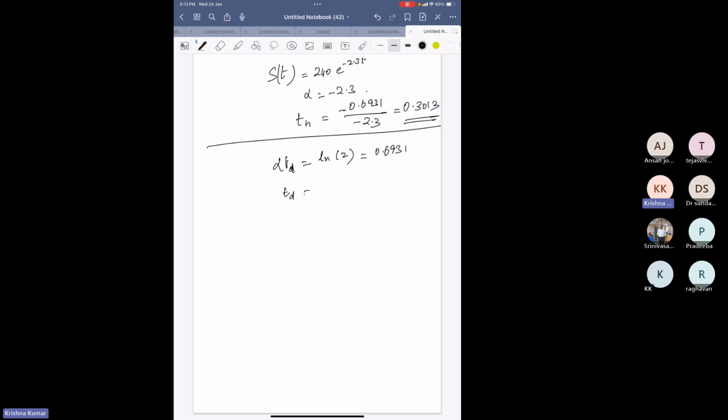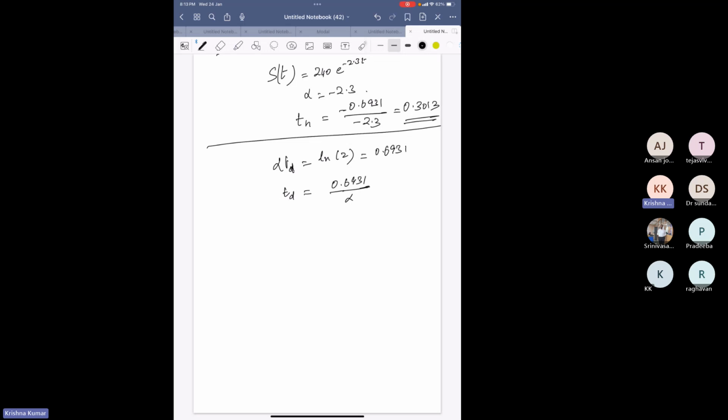So T_D is equal to 0.6931 divided by alpha. Okay, so that is how the exponential form becomes important, and how the exponential can be used, right? So this is very important. This is very important.